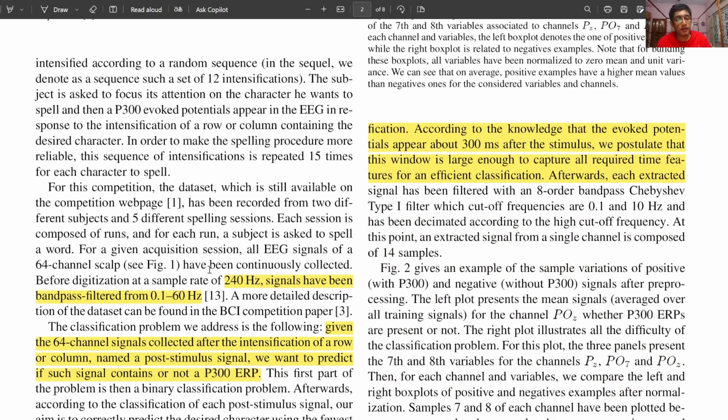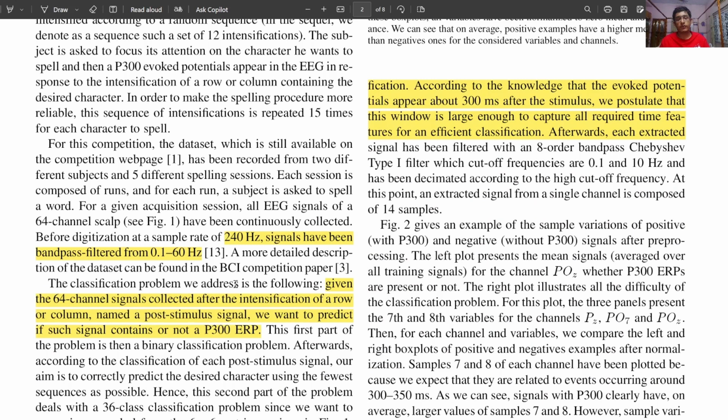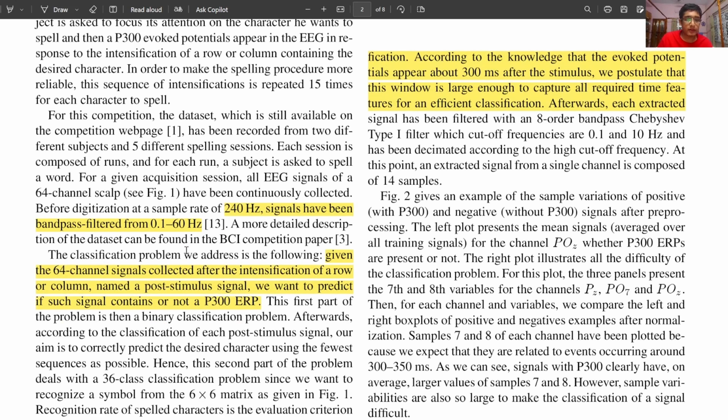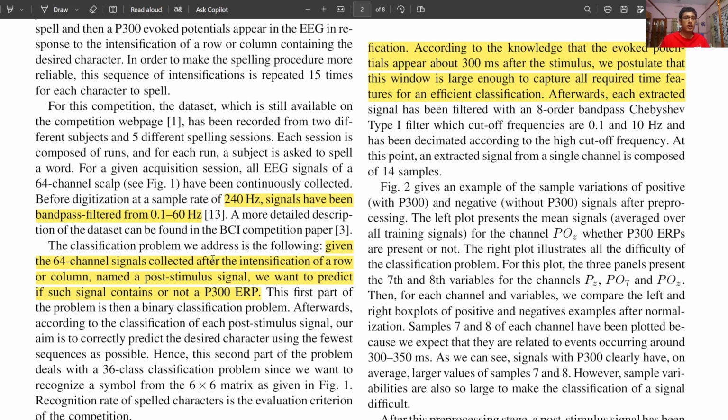and this was collected at 240 hertz, and it was filtered for noise from 0.1 to 60 hertz. And since this was collected in North America, I'm presuming 60 hertz would be the line noise, so this filtering should take care of the line noise. And 64 channel EEG electrodes were used.